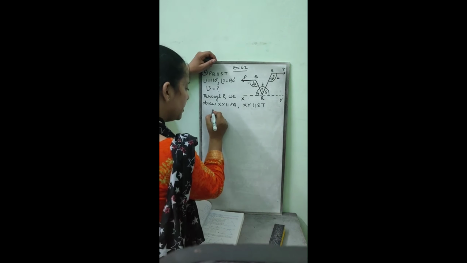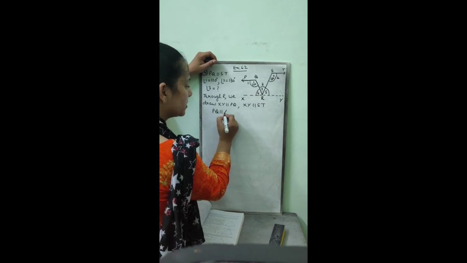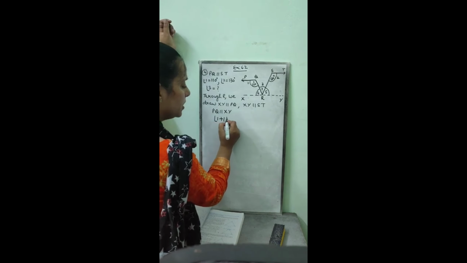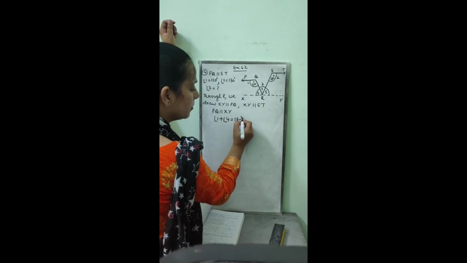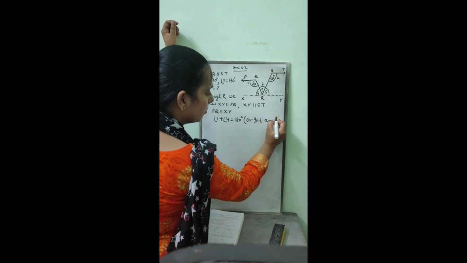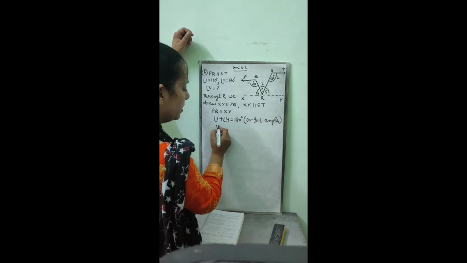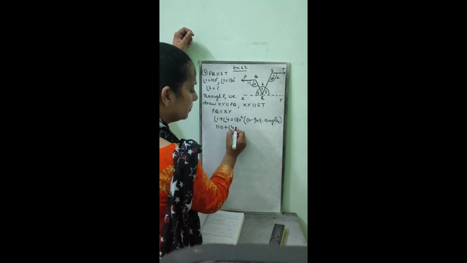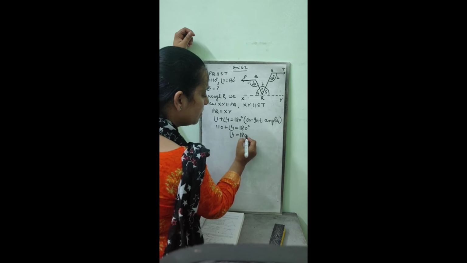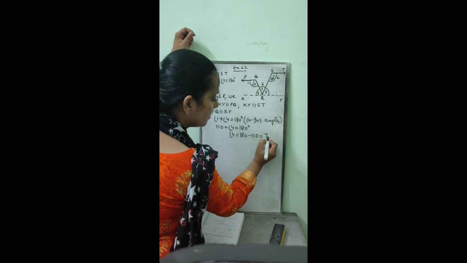Firstly, PQ is parallel to XY. It means angle 1 and 4 are co-interior angles, their sum is 180. Angle 1 is 110. What will be the value of angle 4? 180 minus 110, that is 70 degree.